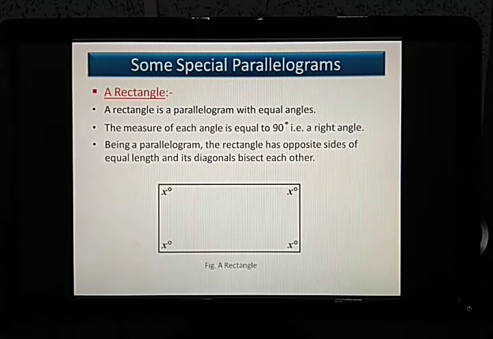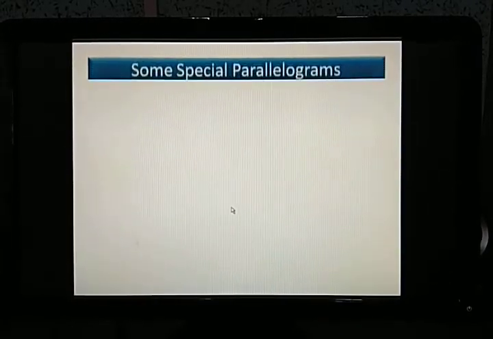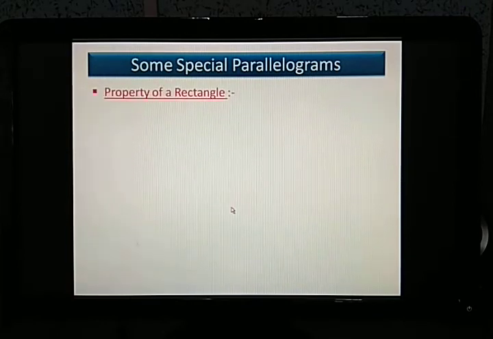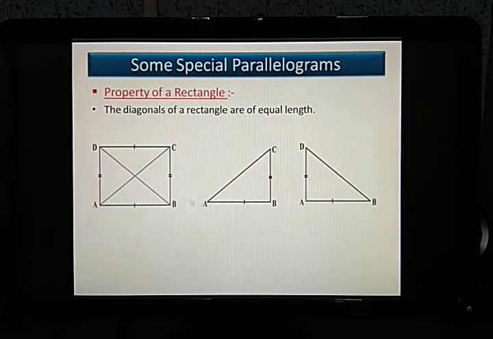But then moving on, there is a property on these diagonals, that is, the diagonals of a rectangle are of equal length. If we have to prove this, how will we do that? I have taken two triangles here, triangle ABD and triangle ABC, this triangle and this triangle.